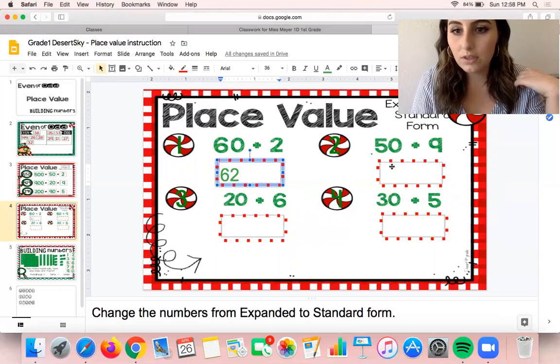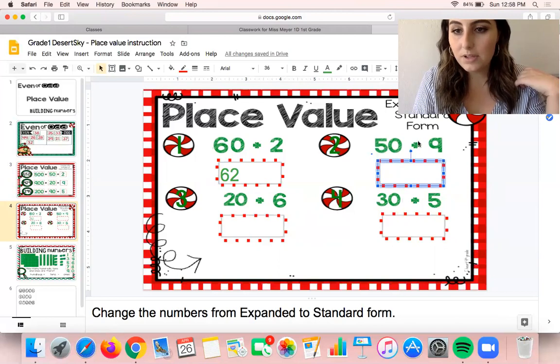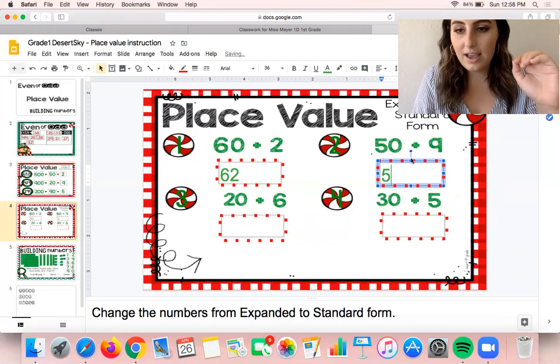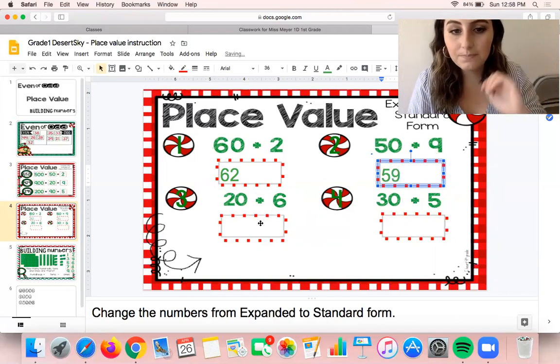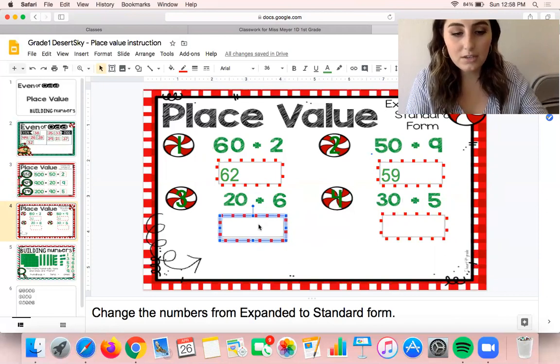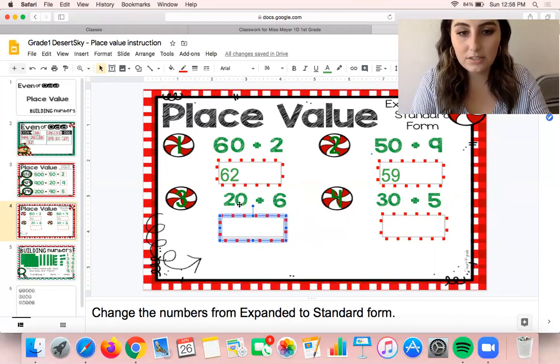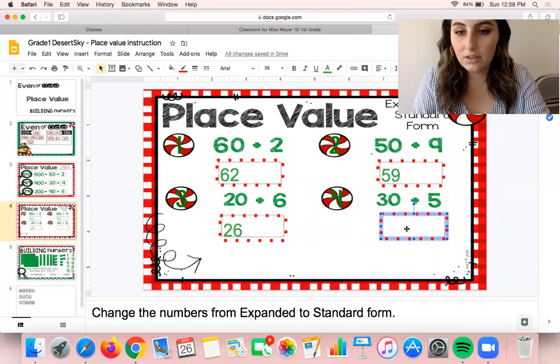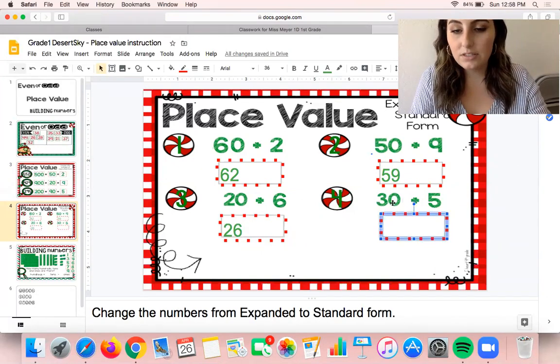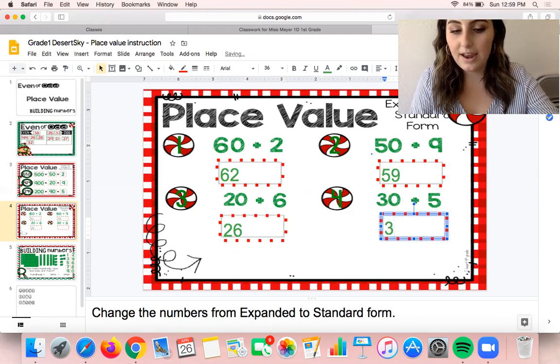Number 2, 50 plus 9. I take away the 0, so I use the 5, and I add a 9 at the end, 59. Number 3, 20 plus 6, take away the 0, keep the 2, add my 6 at the end, 26. And the last one, 30 plus 5, I take away the 0, keep my 3, and add my 5 at the end, 35.